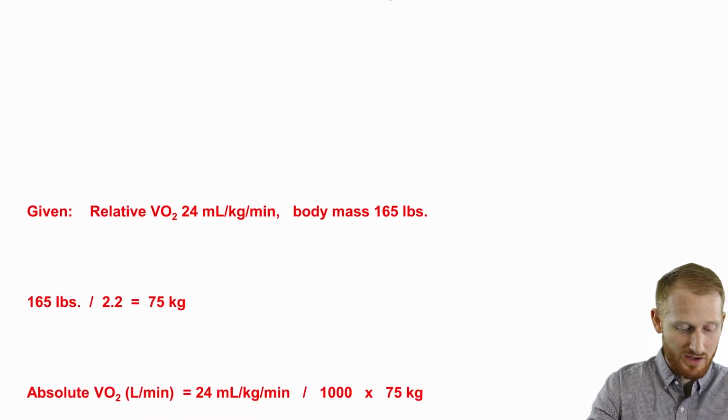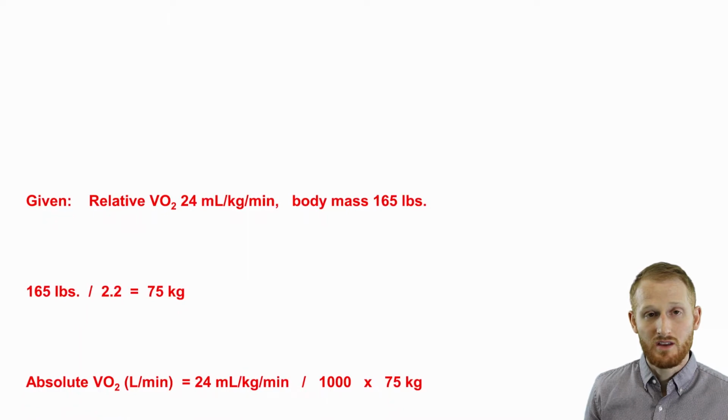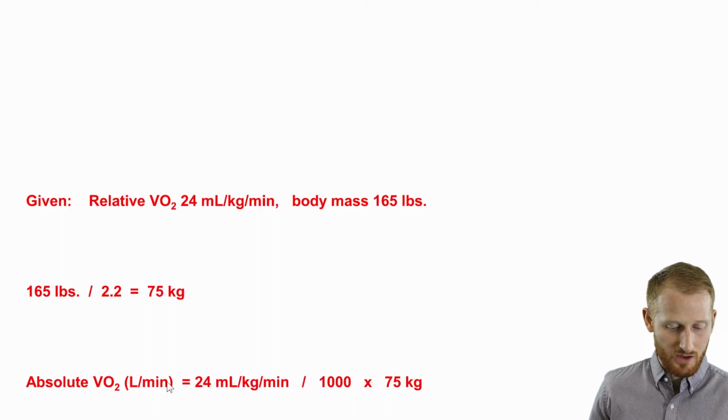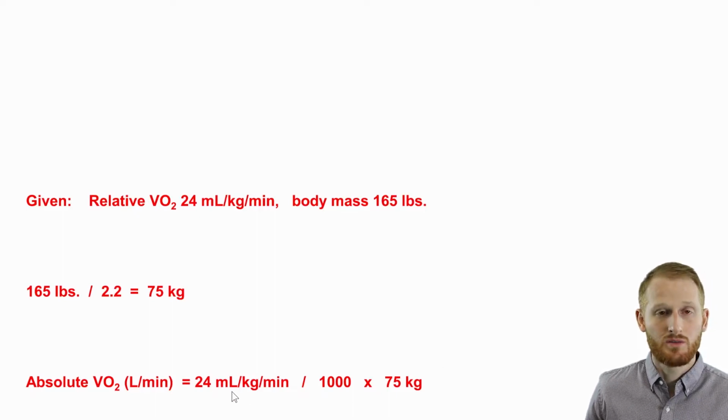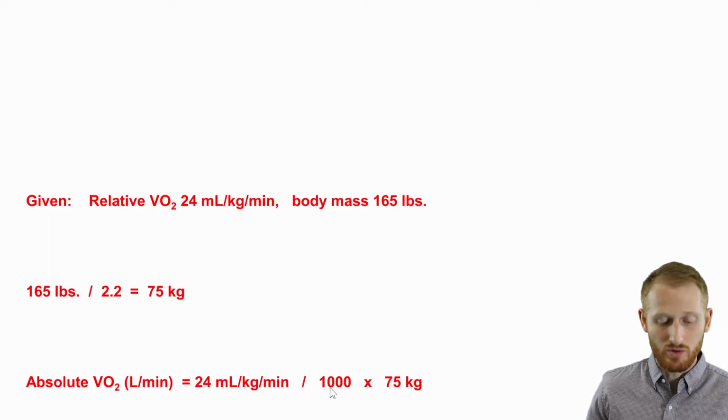Once we have that, the next thing we're going to do is plug in the values to convert from relative VO2 to absolute VO2. And the equation for that is this. So we're already plugging in the 24 milliliters per kilogram per minute of oxygen consumption that the machine is telling him. We're going to divide that by 1,000 to go from milliliters to liters, and then we're going to multiply by 75 kilograms, which is his body mass.